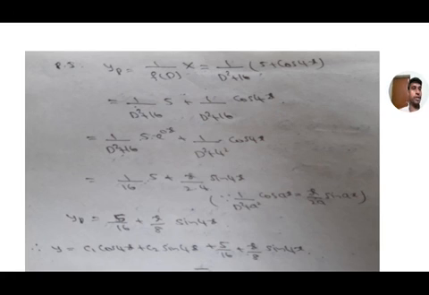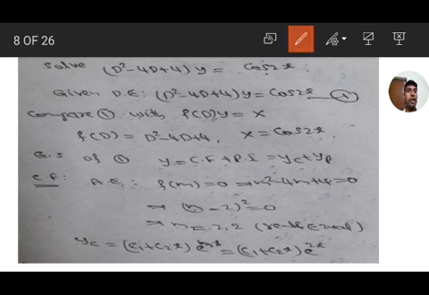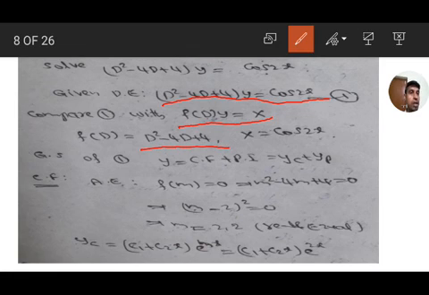Let us move to next problem. Solve (D² − 4D + 4)y = cos 2x. Take it as equation 1. Compare equation 1 with f(D)y = X. So we get f(D) = D² − 4D + 4 and X = cos 2x.